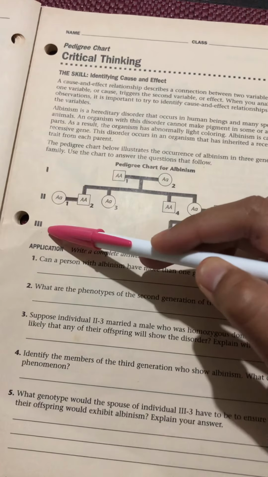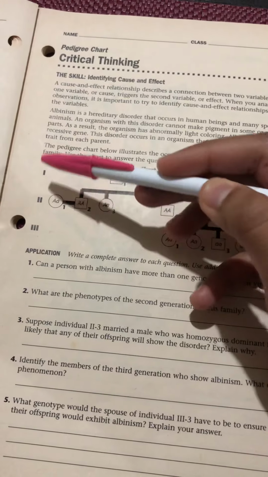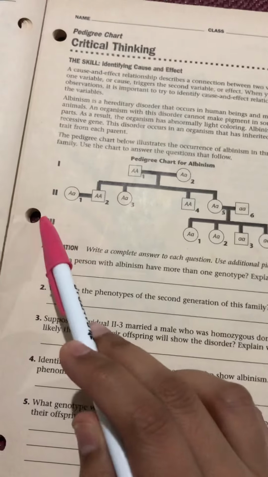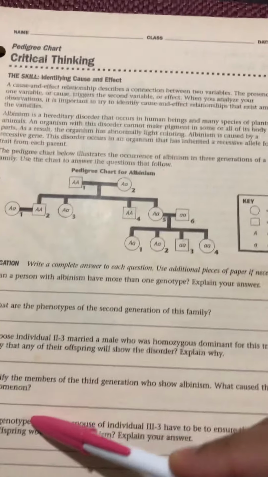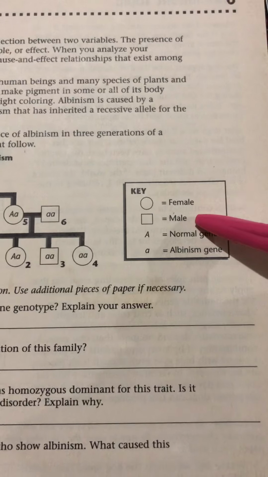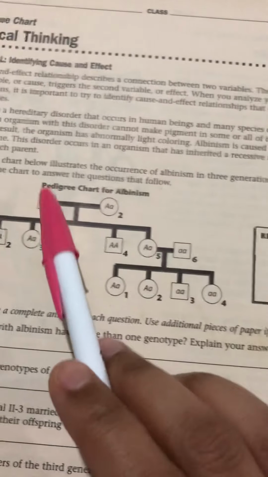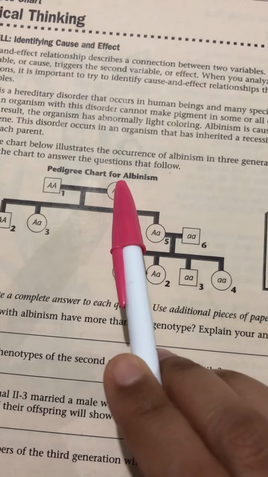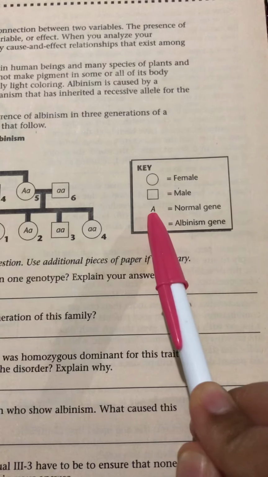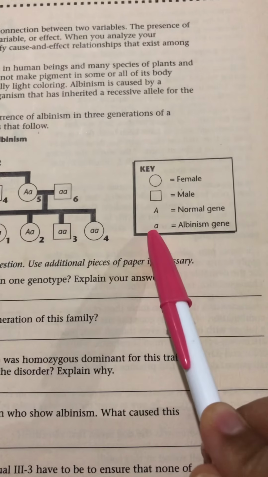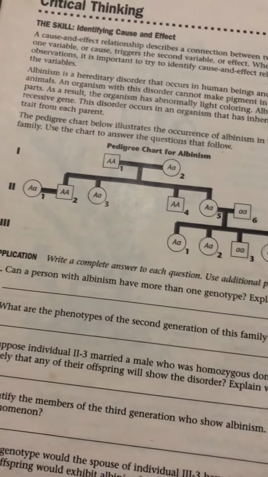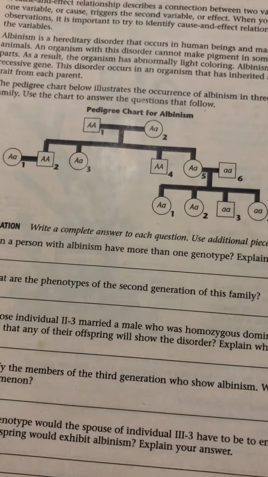And Roman numerals represent my first generation, my second generation, my third generation, and so on. Even so, you have a key here. The key lets me know again that the circle is female and the square is male. Because this is a pedigree chart for albinism, it is shown like this: uppercase A, normal gene; lowercase a, albinism gene. Now that we have this information, we can interpret our diagram and answer the following questions.